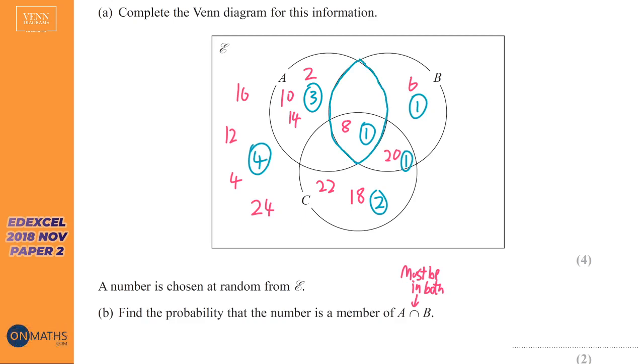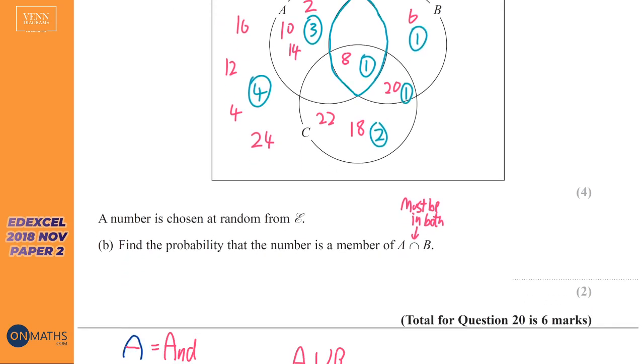Okay. And how many numbers are there in total? Well, we can count them. 1, 2, 3, 4, 5, 6, 7, 8, 9, 10, 11, 12. So there's 12 in total. So there's 1 over the amount in total, which is 12. So there's 1 that we're looking for, that 8, and there's 12 numbers, including the 8, all together.